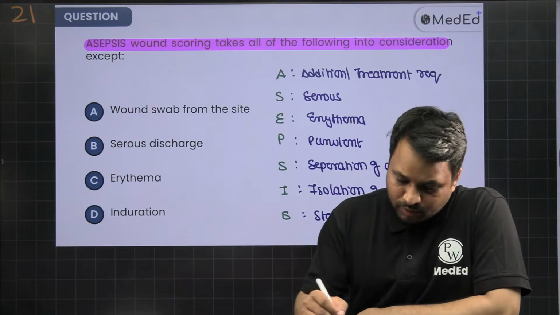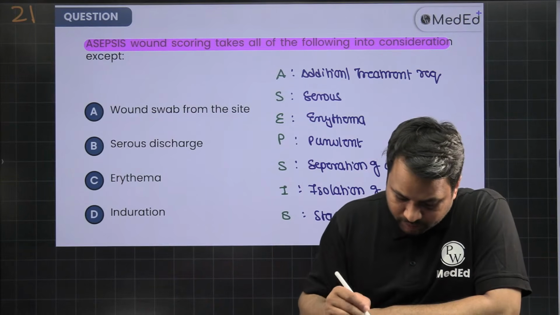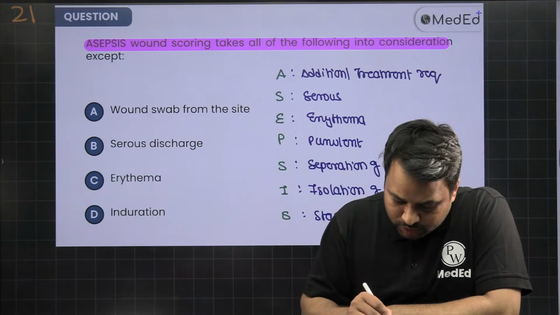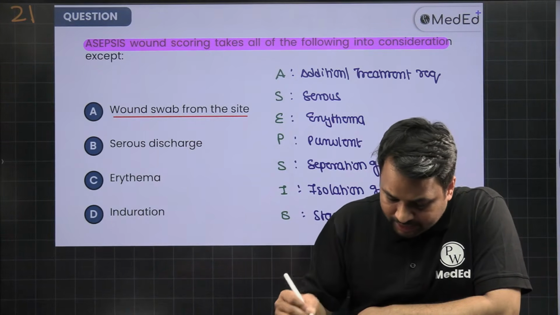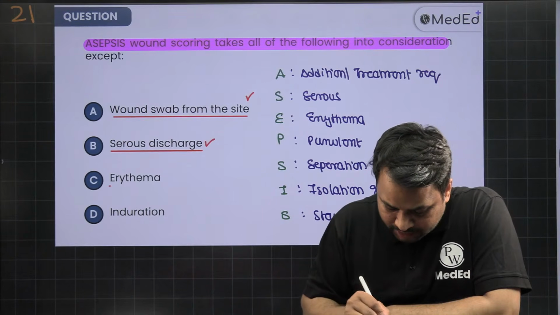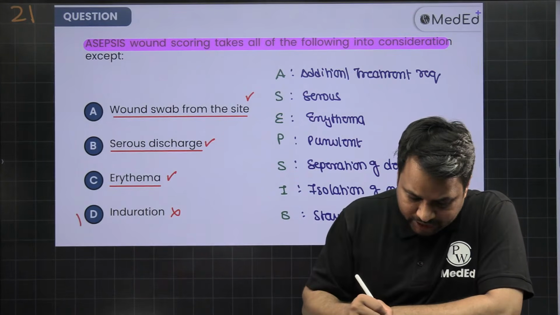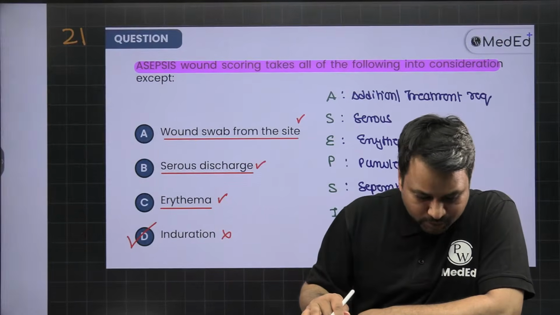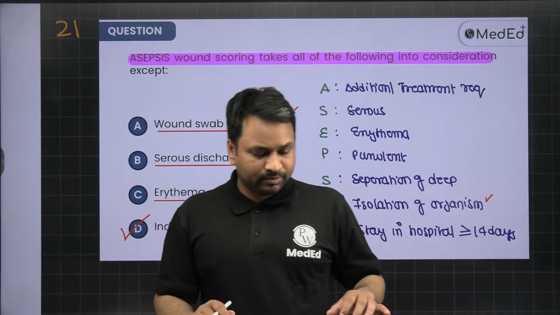So which of the following is the exception? Okay, number one, when you look at the wound swab, that is nothing but isolation of organism. Yes, we do it. Serous discharge is considered. Erythema is considered. We don't consider induration. There is no induration. So D is the right option. So 21 is going to be D for Delhi.